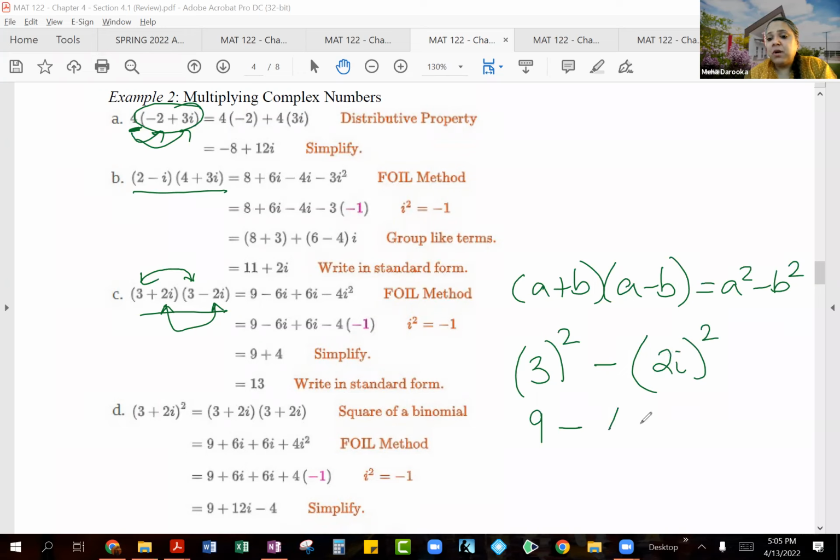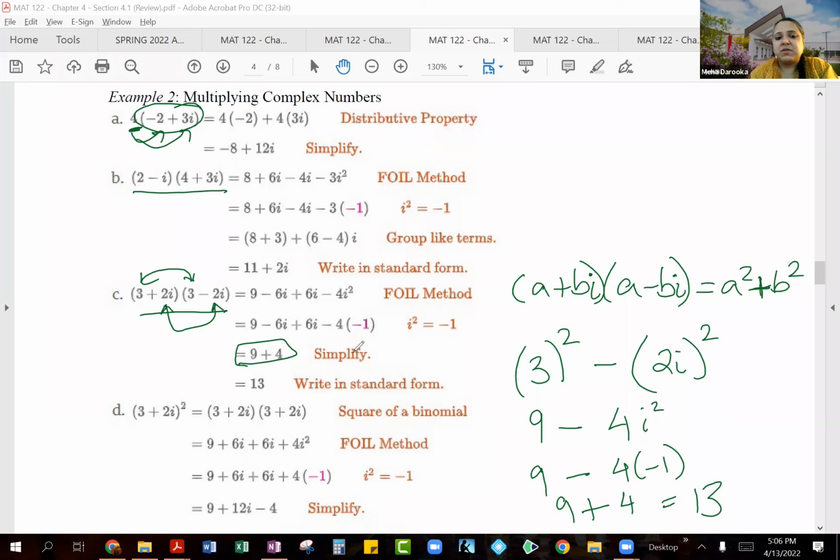2 times 2 is 4, of course, i squared, but then we know i squared becomes -1. Negative times negative will end up becoming positive. So you actually end up with 9 plus 4, which gives you 13. So in complex numbers, if you have a plus bi being multiplied by a minus bi, this changes to a squared plus b squared. And that's what you will end up with when you do these multiplications of conjugates.